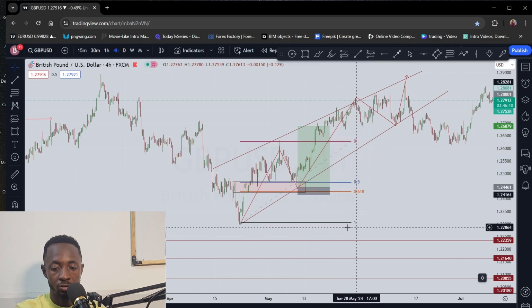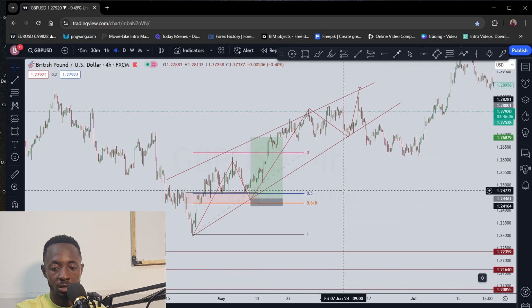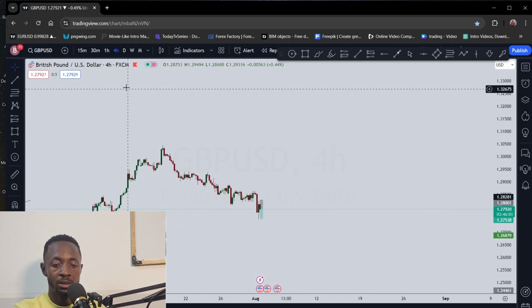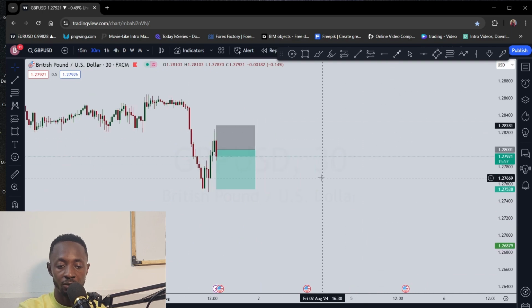Okay, and then you place your stop loss just below that 61.8 level. You can see there was no drawdown at all. The market just blasted all through our TP. So that's an example of a trending market. Okay, I'll show the example of a ranging market.